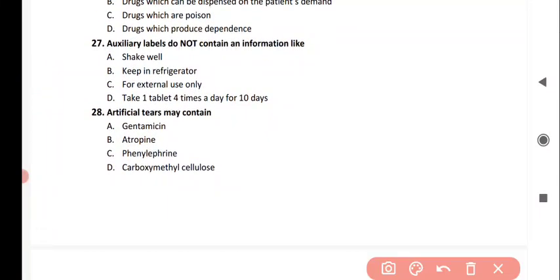The next question is: auxiliary labels do not contain information like. So the auxiliary labels are used to provide supplementary information regarding the safe administration, use and storage of the medication by the pharmacist, along with the prescription that was given by the prescriber. There are several auxiliary labels that include shake well, keep in refrigerator, for external use only. So these are the auxiliary labels.